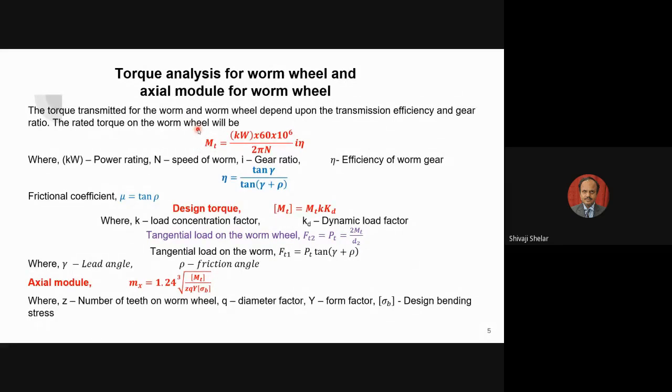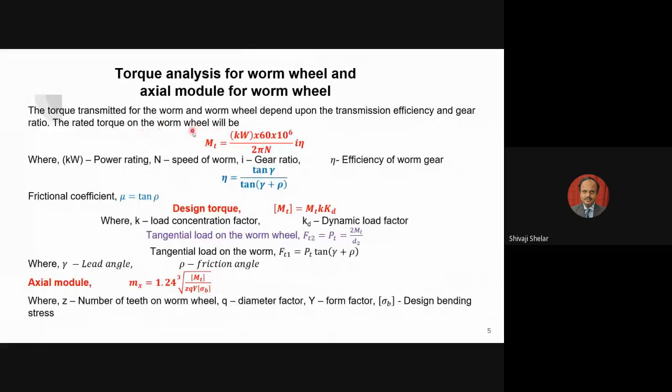Till the previous calculations, mostly we did the calculation of rated torque for the pinion, which is normally the first element in the pair. But in this arrangement, the worm wheel is the second element. So in the torque analysis, we always do the torque analysis of the worm wheel. We don't do the torque analysis of the worm here.